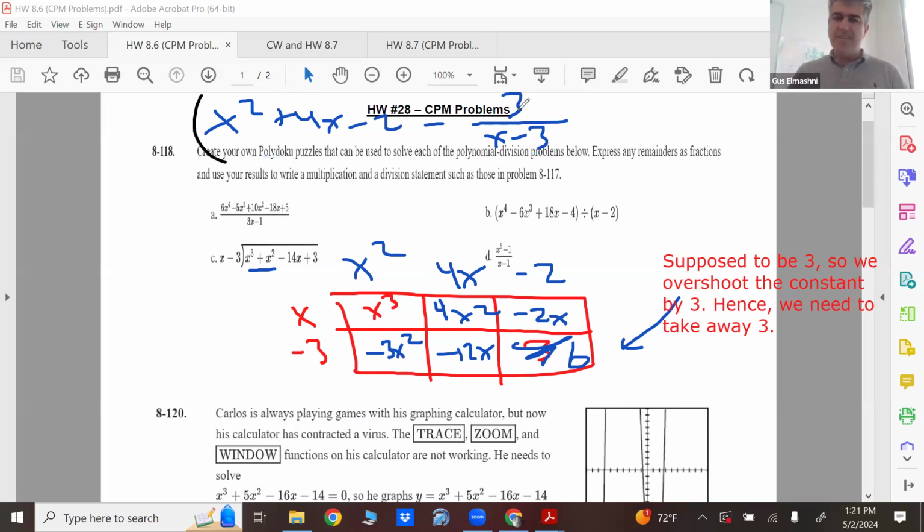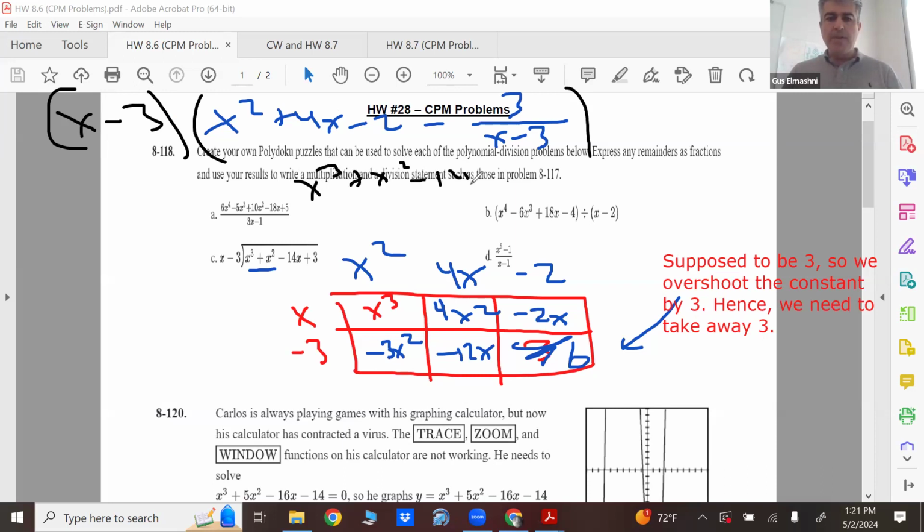And you've got to really have intense focus here, guys. I'm not saying you guys are not focused, but if you actually multiply this out, it's a pain. I get it, but you would get x cubed, plus x squared, minus 14x. You will get plus 6, but you'll get minus 3 at the end. And that minus 3 counteracts with that 6 to bring it down to positive 3.